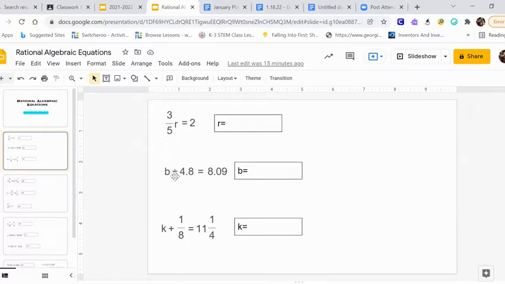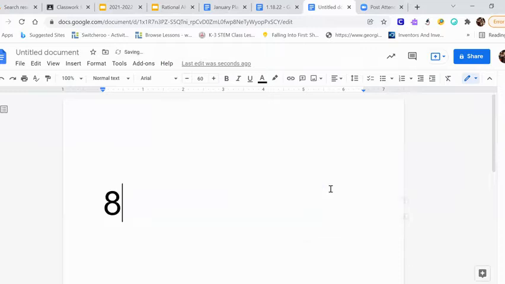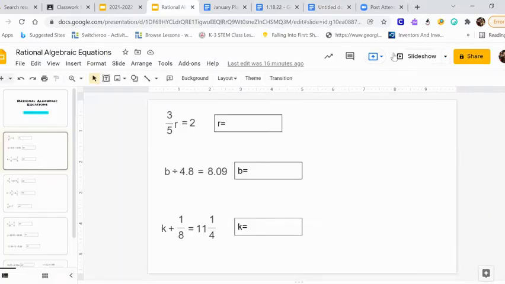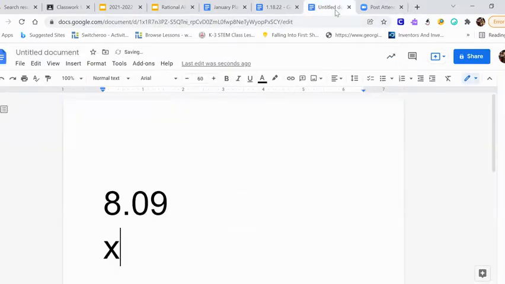The opposite of dividing would be to multiply, right? And with decimals, we don't have to line them up. We're just going to multiply. So if it's 8 and 9 hundredths times 4 8/10, we don't have to line them up. We can go ahead and multiply.